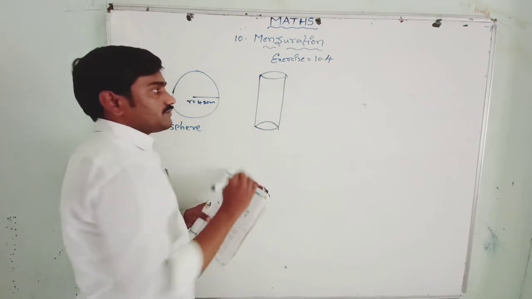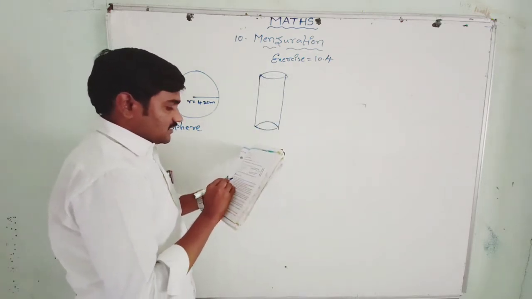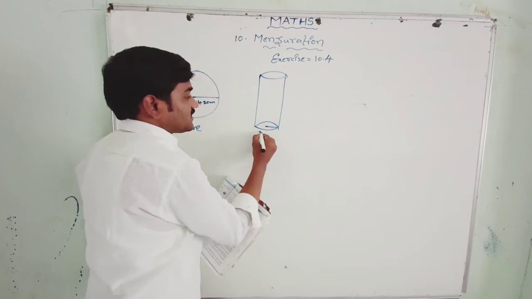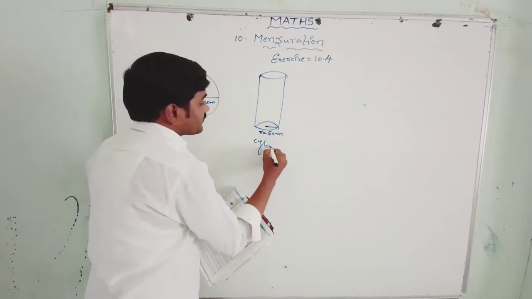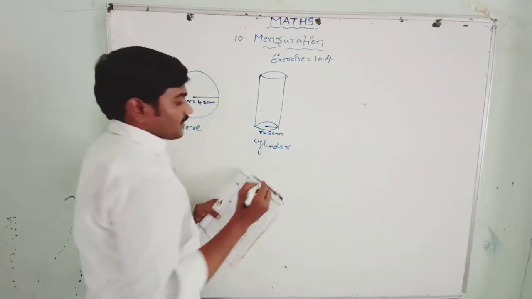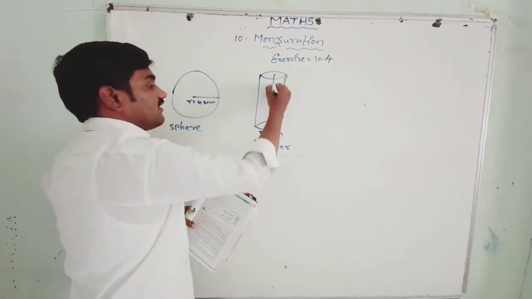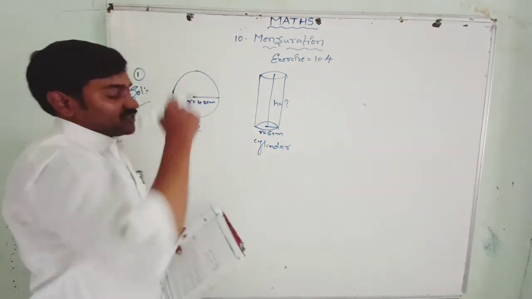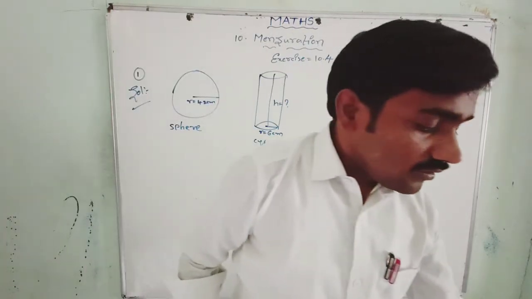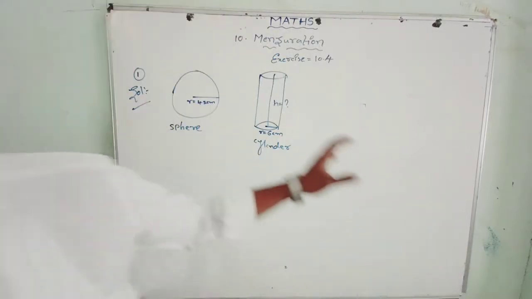Cylinder shape lo chesaru, of the radius 6 centimeter. Dini yokka radius R equal to 6 centimeter. He made it into the cylinder. And then what will be the height of this cylinder? That we need to find out. Okay, let us find out the height of this cylinder, children.